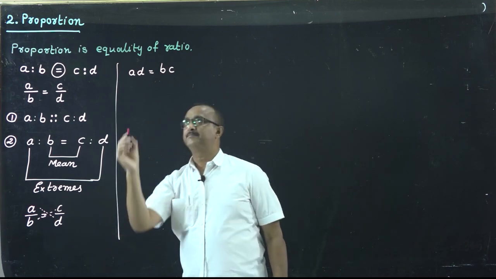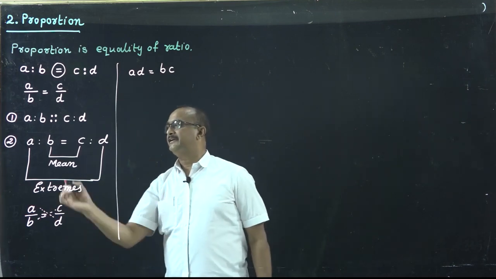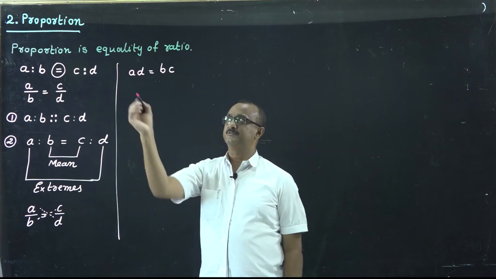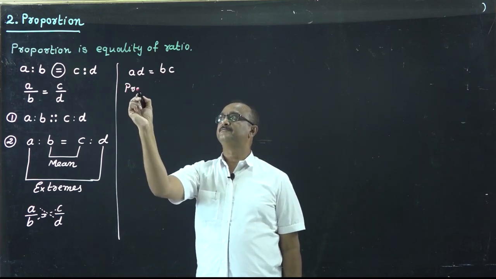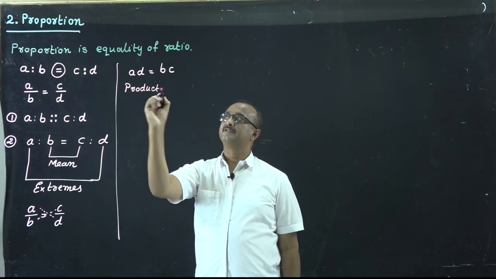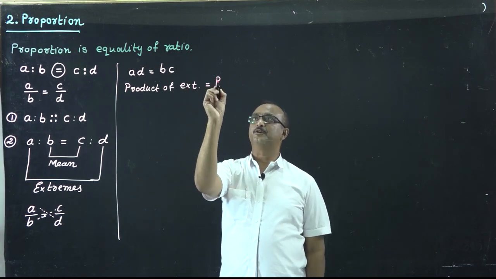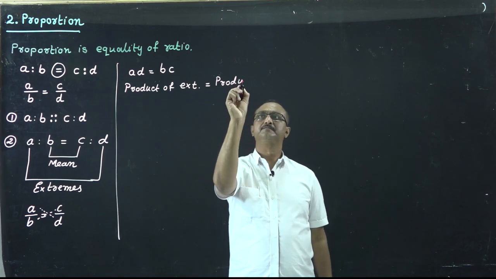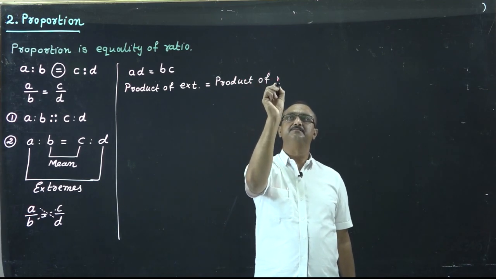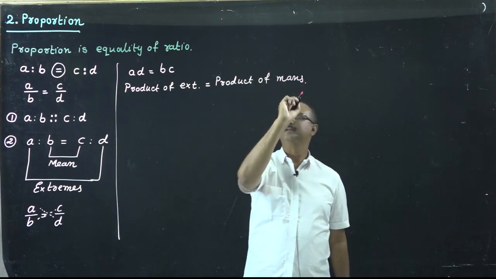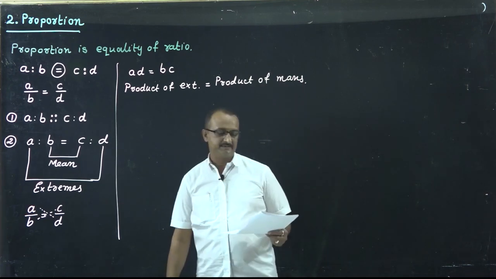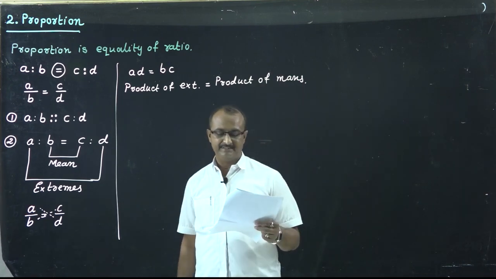That means we can write AD are extremes, product of extremes equals product of means. So, product of extremes equals product of means.